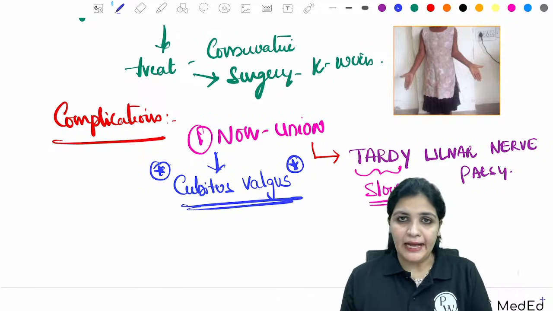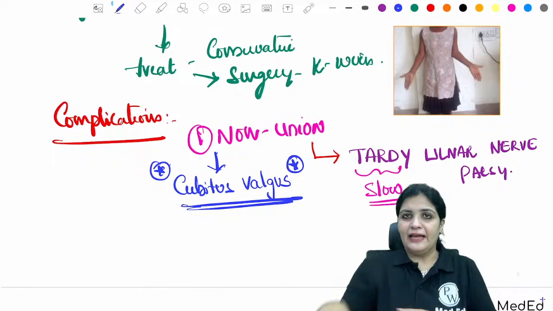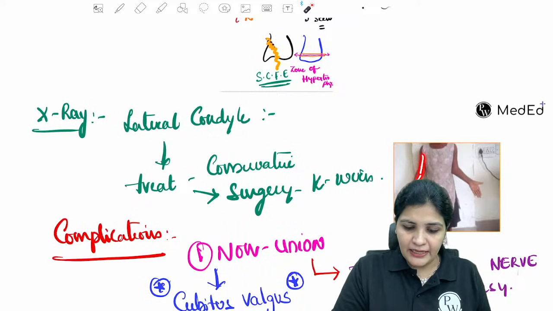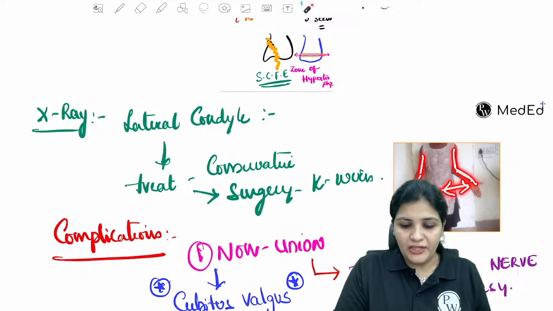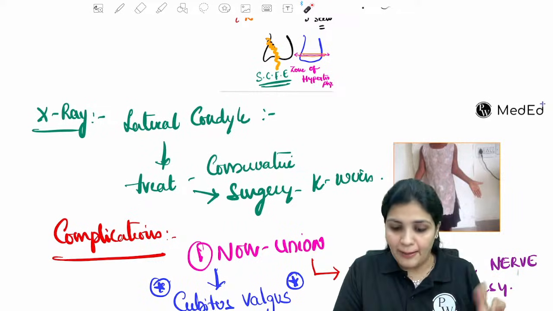Samantha, is that clear how cubitus valgus is formed? Cubitus valgus is nothing but, see, in the diagram you can see, this is the elbow. Here it is deviated away from the body. This is valgus. When it is towards the body, it is varus, that is your gunstock deformity. When the distal part is away from the body, this is called valgus. So here, because of the stretch on the medial side, the ulnar nerve is also damaged. Okay.